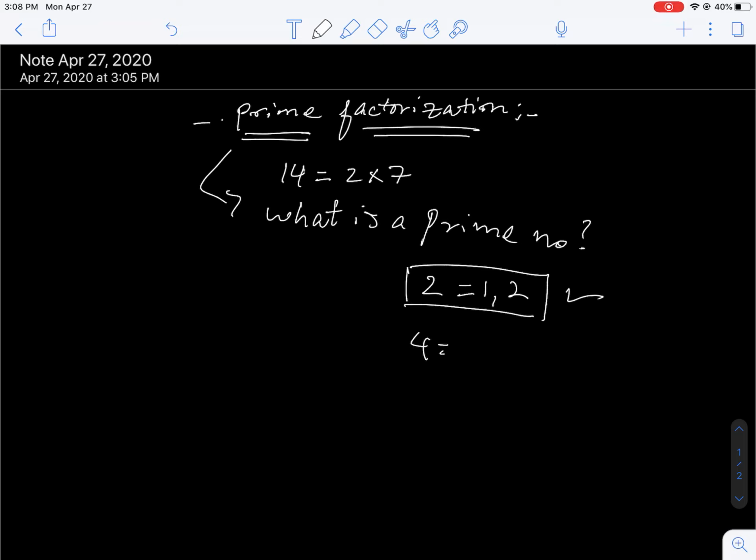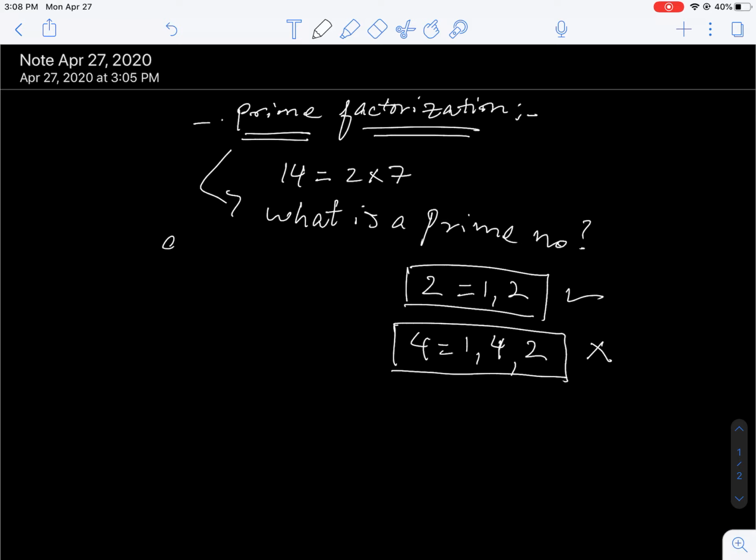Let's take an example of 4. We can divide 4 by 1, we can divide 4 by 4, and we can divide 4 by 2. So there are 3 factors. So it doesn't qualify the basic definition of prime numbers, so this is not a prime number. A prime number is that number which can only be divided by 1 and by itself.